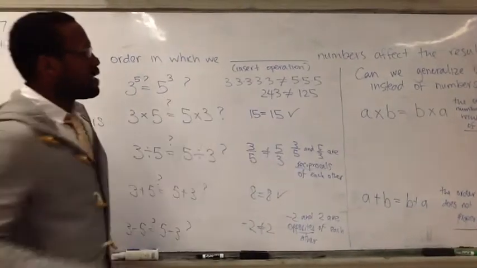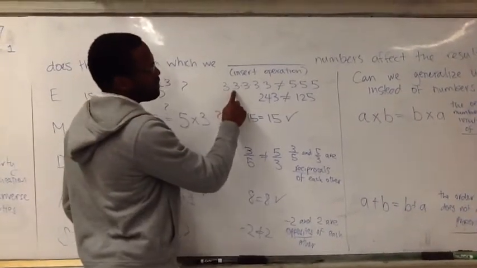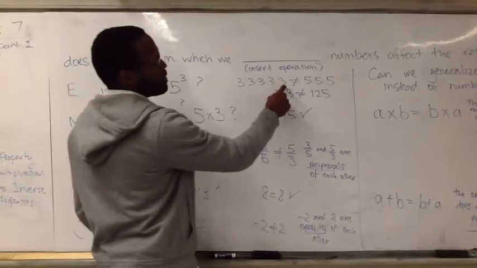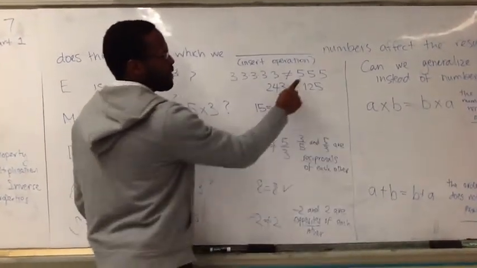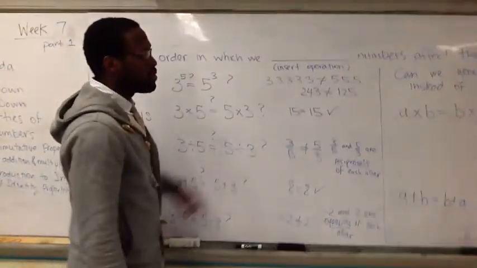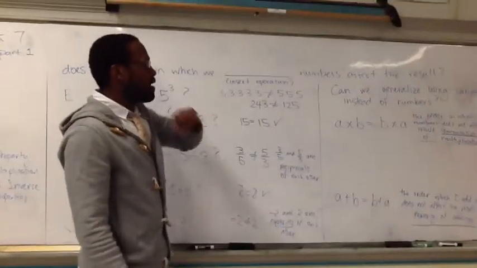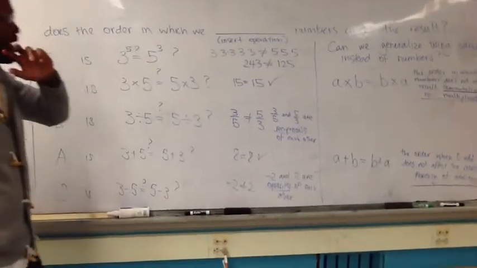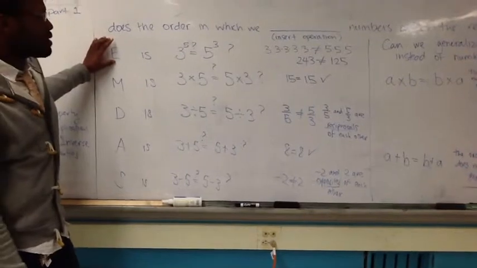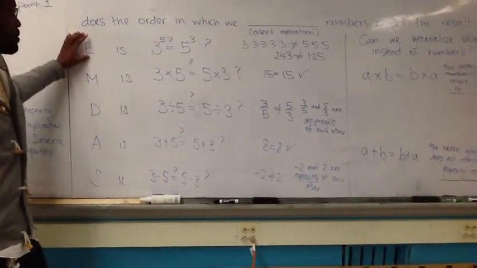We can verify that by saying 3 times 3 is 9, 9 times 3 is 27, 27 times 3 is 81, and 81 times 3 is 243. 5 times 5 is 25, and 25 times 5 is 125. So 243 and 125 are not equal to each other, and that's enough to say that the order in which we exponentiate numbers does matter.